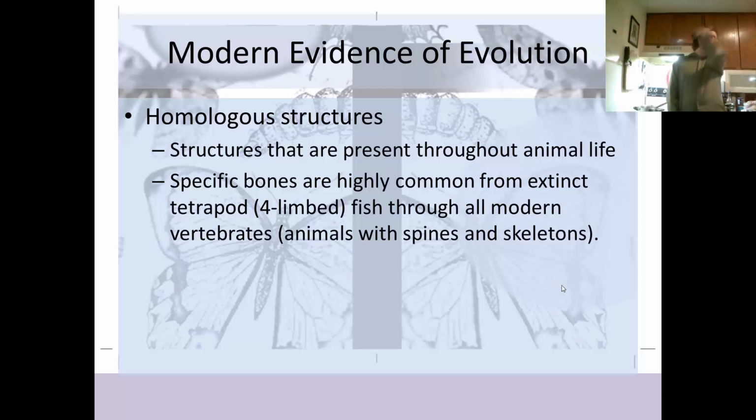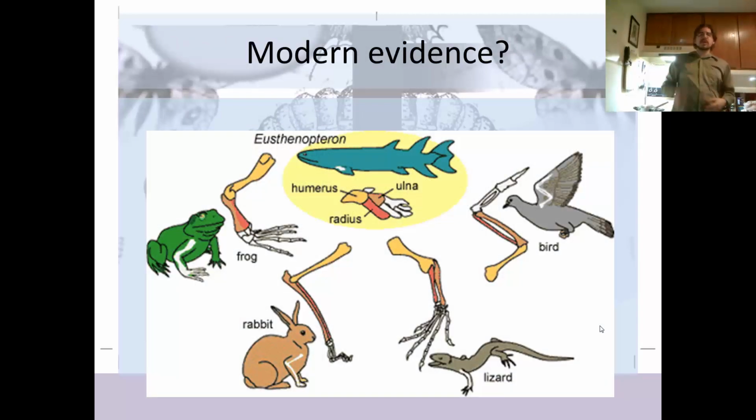And we can actually trace common bones: the humerus, the radius, and the ulna. These are bones. The humerus is this bone here, your arm bone. And then the radius and ulna are the 2 bones that make up your forearm. And when we look at fossils of Eusthenopteron, a 4-limbed fish, we could see a humerus, a radius, and an ulna. And then if you look at all these different organisms, you can see these bones present in all of them. Why would you have common bone structure if there wasn't evolutionary ancestry?